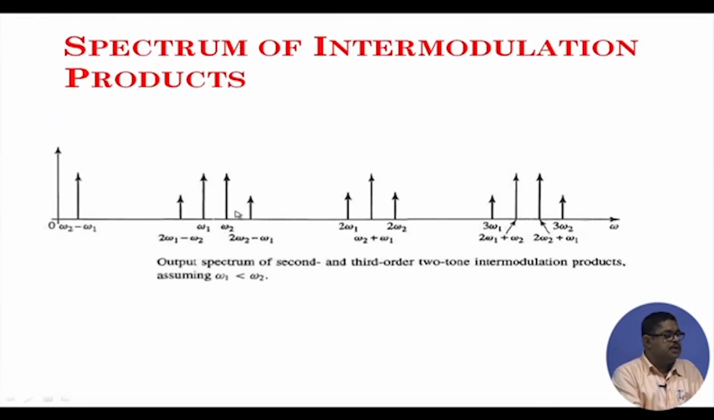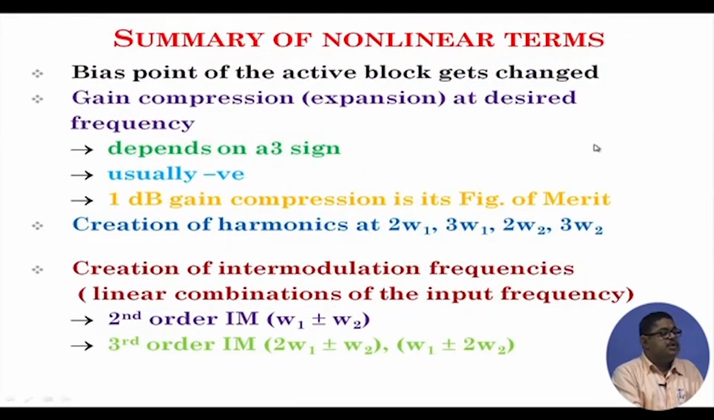So, this we have seen. So, summary of these nonlinear terms, this lecture will finish. We have seen the danger of third order intermodulation. We have seen that due to nonlinear terms, bias point of the active block gets changed. We did not have in the input any DC thing, but the DC thing has changed. So, the bias point of the active block also gets changed, this we should be aware.